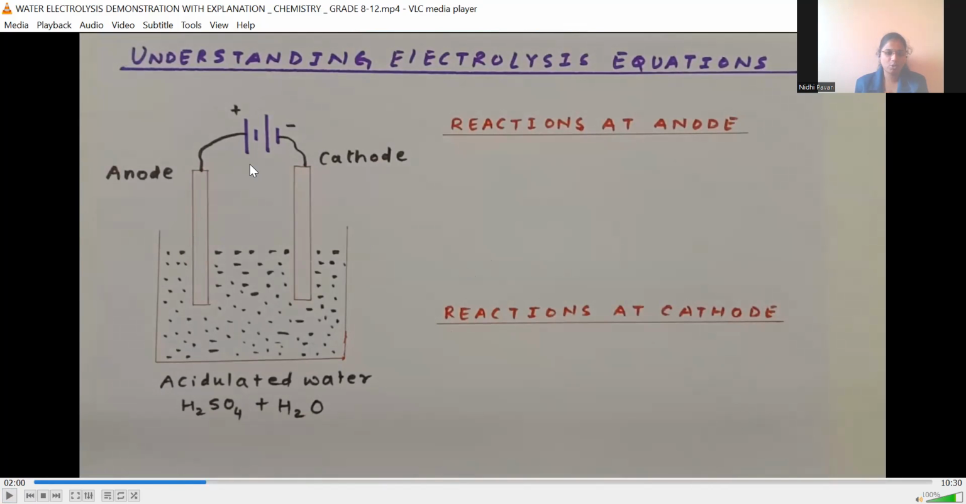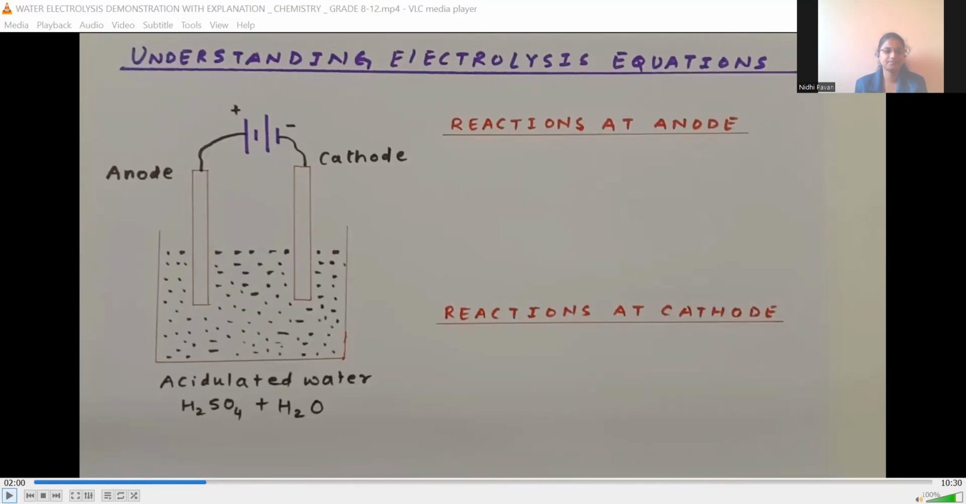The anode is connected to the positive terminal, the cathode is connected to the negative terminal, and we know that at the cathode we will have hydrogen. Hydrogen gas, H2, will be released at the cathode. At the anode, oxygen gas is released. We confirmed it by that activity. Let us see how the reaction proceeds here.